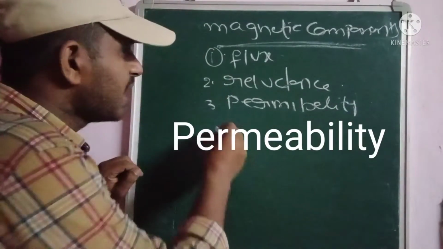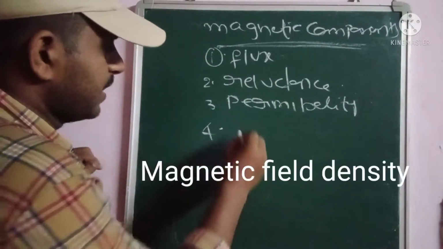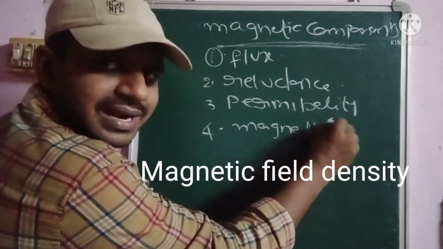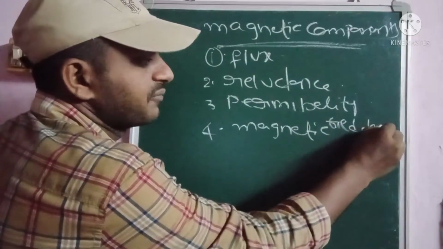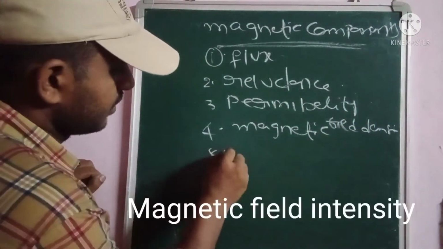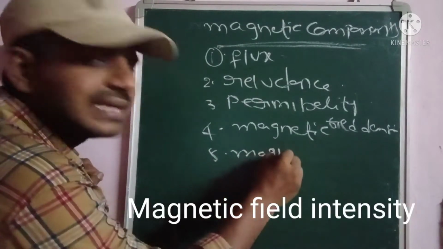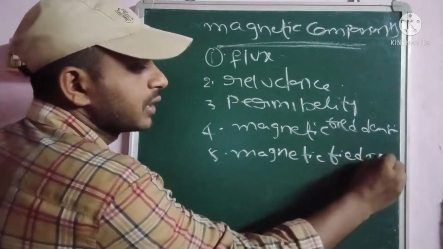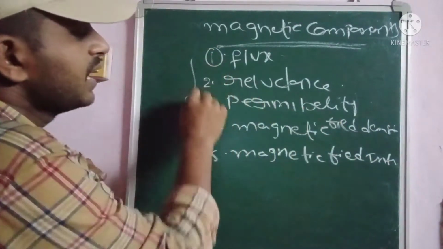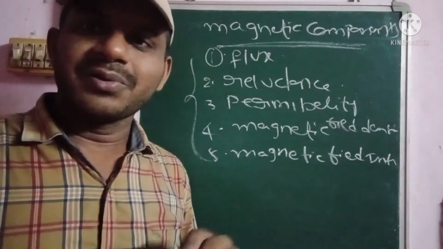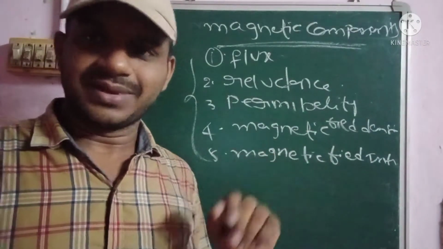The fourth one is the magnetic field density, and the fifth one is the magnetic field intensity. So these are the different types of magnetic components. We are going to discuss all of them.